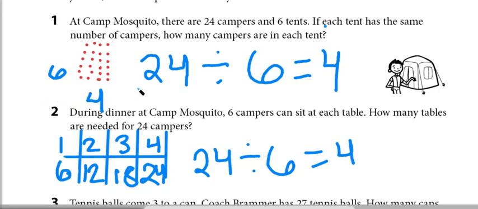So we made the tile array that we made on our last problem to practice with 6 rows with 4 in each row. So we know we had a total of 24 because there were a total of 6 rows and 4 in each row.